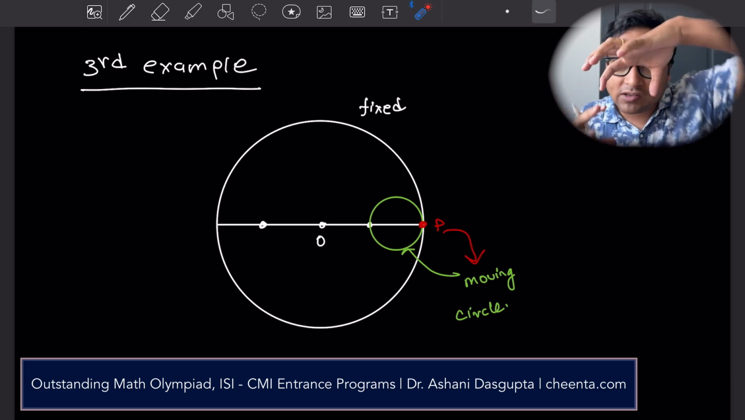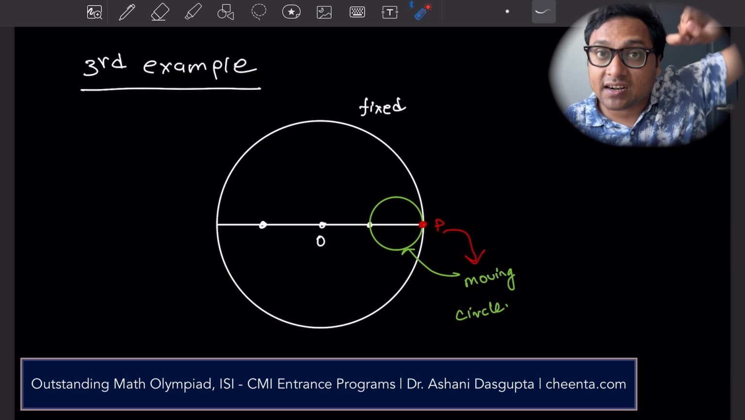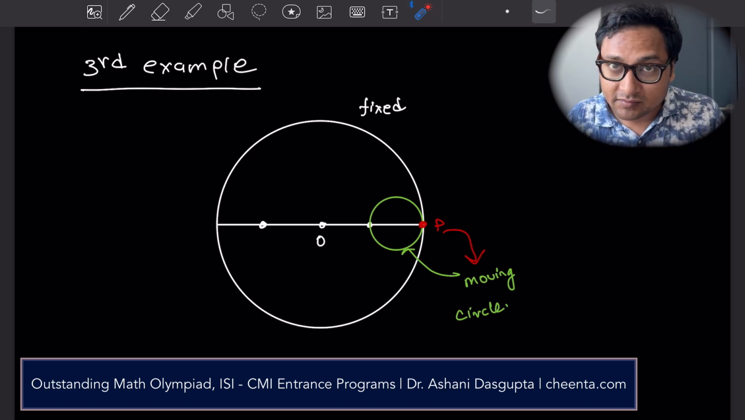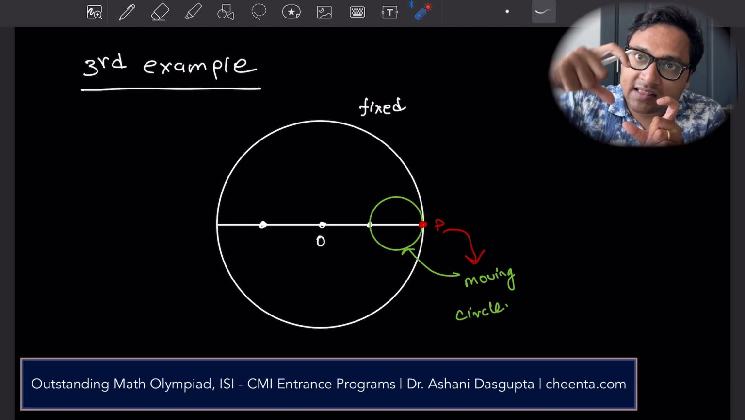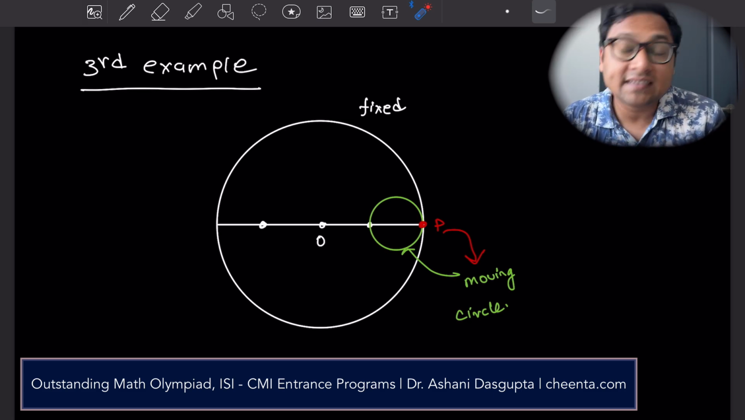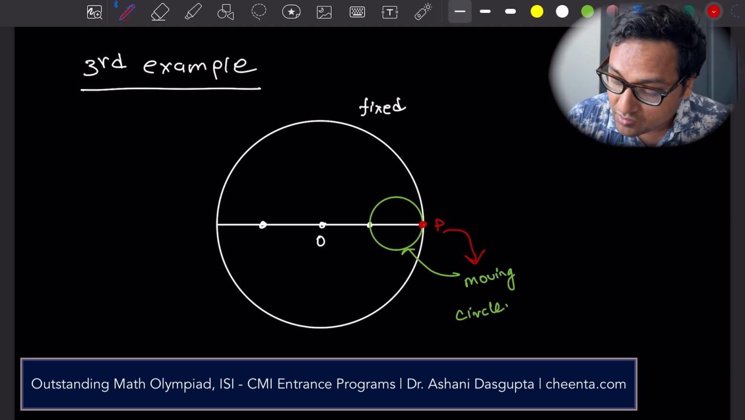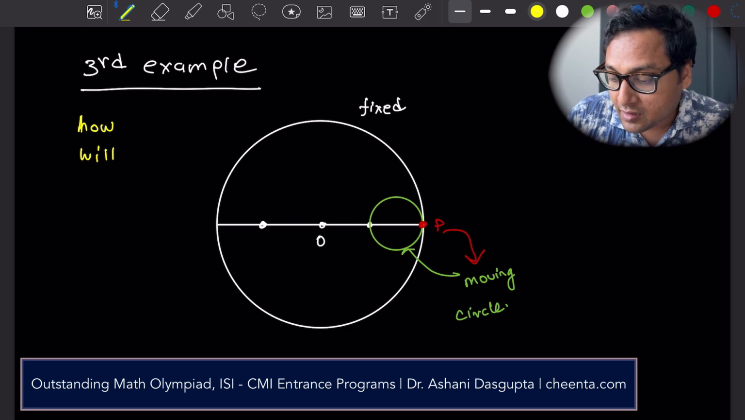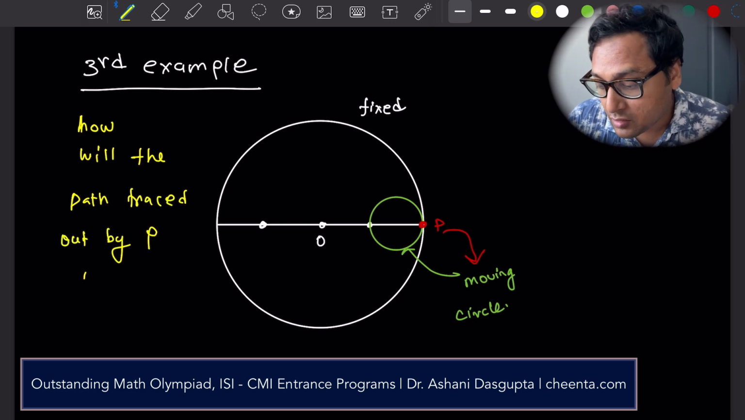And as the small circle rolls, the point P, which is on the small circle, also starts moving. Think about it. The small circle is rolling. The point P on the small circle is also moving. Can you tell me what is the path traced out by the point P? How will the path traced out by P look like?